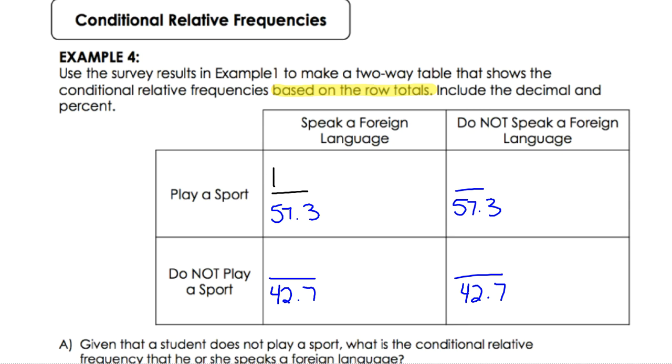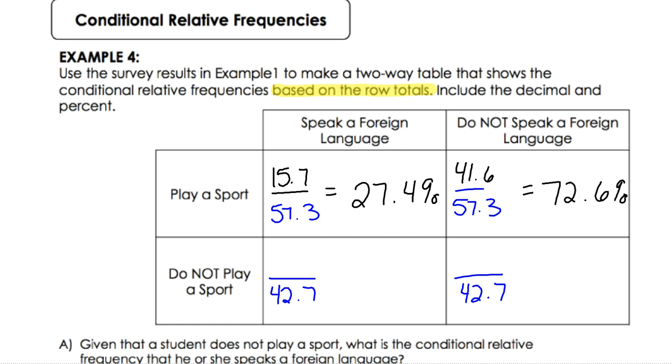So the first one was 15.7% out of 57.3, so that would be about 27.4%. And then for the does not speak a foreign language but does play a sport, there was 41.6%. When we divide those together, we get about 72.6%. So now we're seeing, all right, 72.6% of the kids that play a sport. So that's the condition, only looking at those that play a sport.